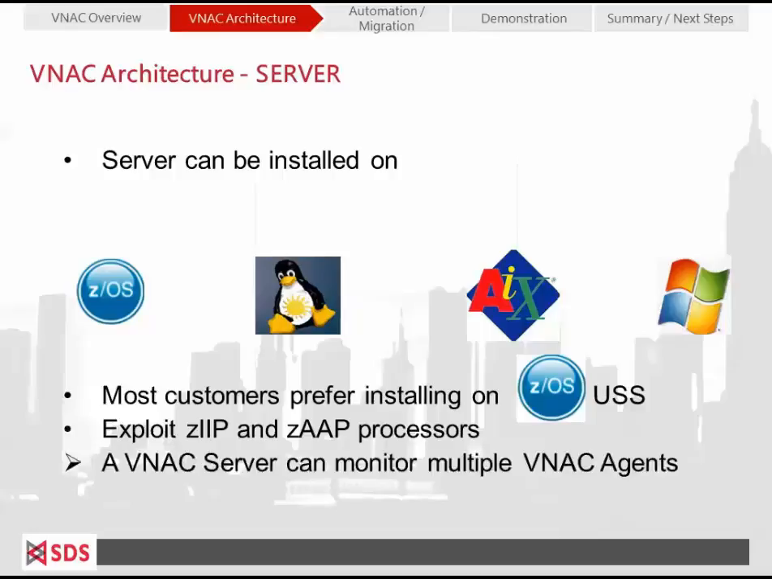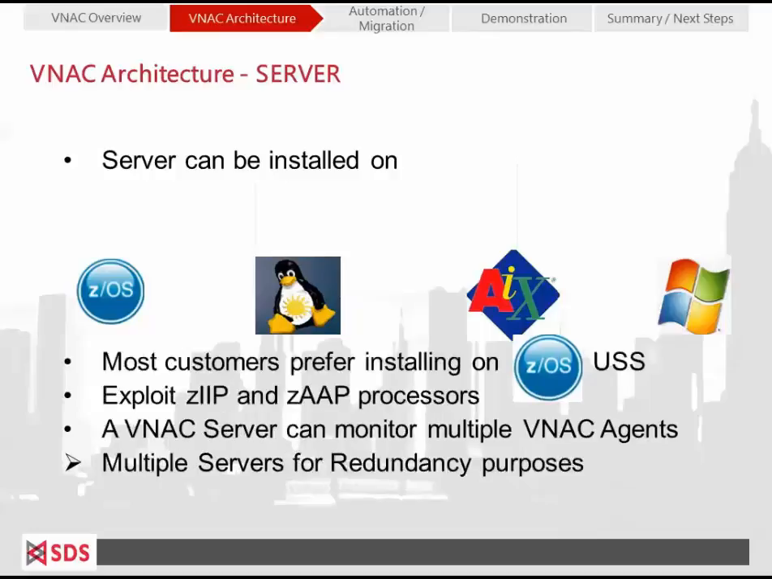So a VNAC server can monitor and communicate with multiple VNAC agents. In your environment, for example, you may have 10 LPARs. You can configure the VNAC server to communicate with each one of these agents that's installed on every one of those 10 LPARs. From a failover and redundancy point of view, you can run more than one VNAC server.